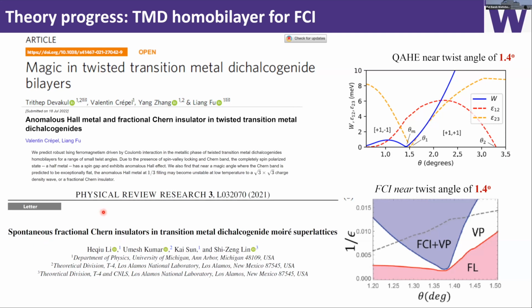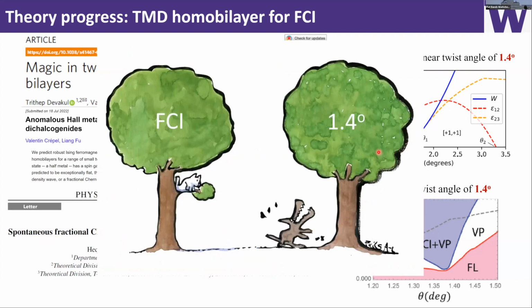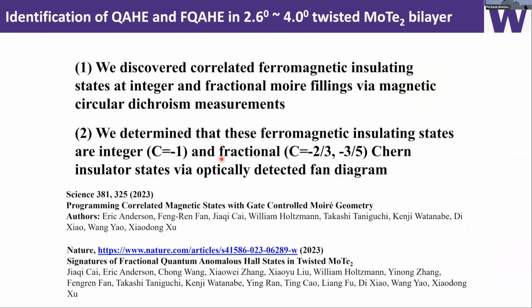So we spent a lot of time actually studying this 1.4 degrees. I think probably other groups did as well. But it turns out we could not find FCI at 1.4 degrees. So we basically searched around, like shooting in the dark, and it turns out we got some luck. So that's what I'm going to talk to you about today.